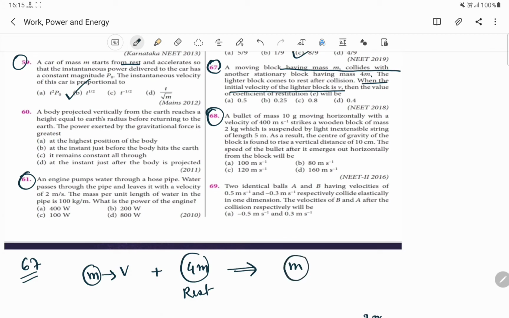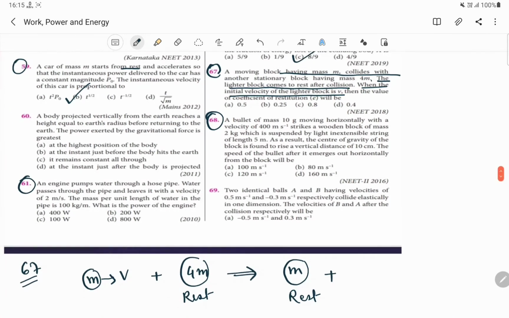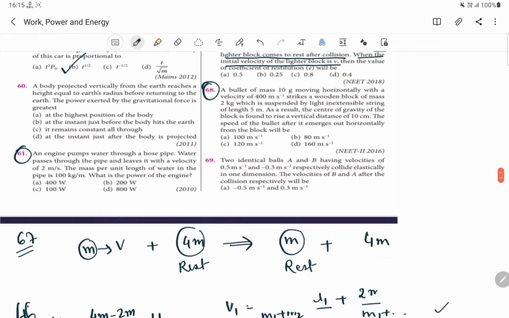Read the statement very carefully. The lighter block comes to rest after collision. That means here m will be at rest. And what about the 4m? We do not know it. 4m will be moving with some other velocity. Let us put this to be v2.